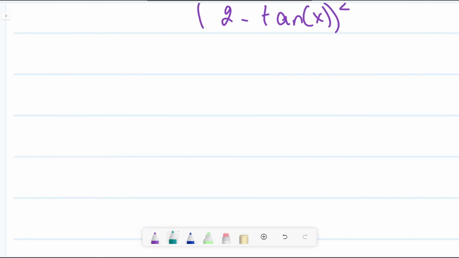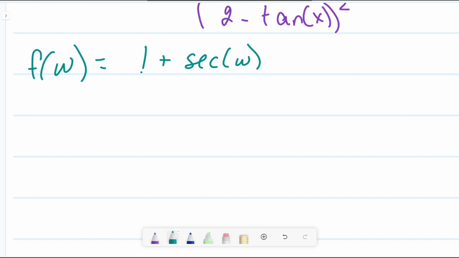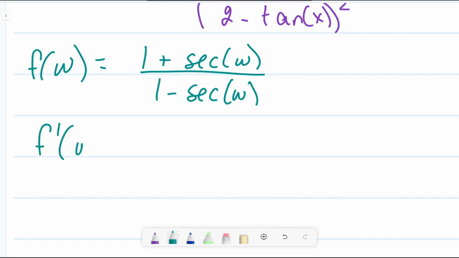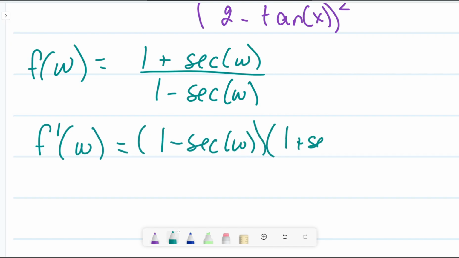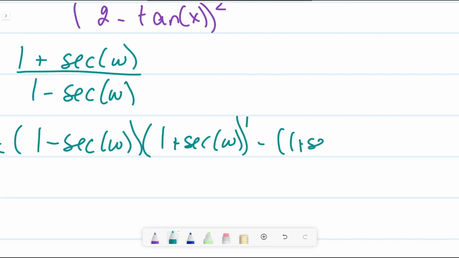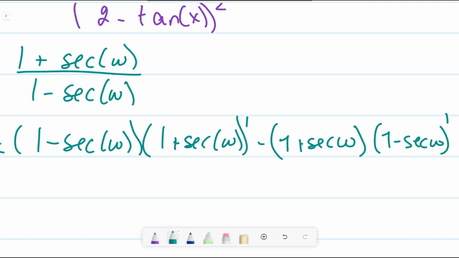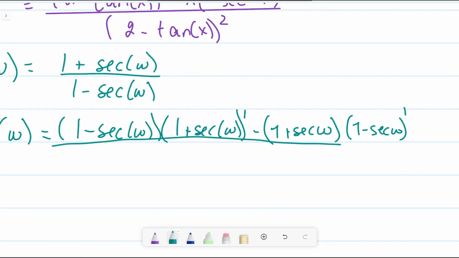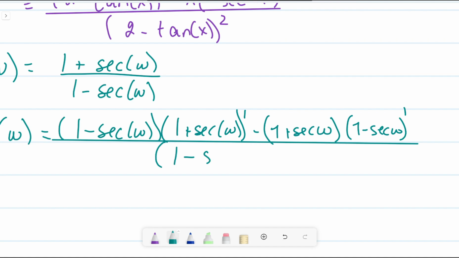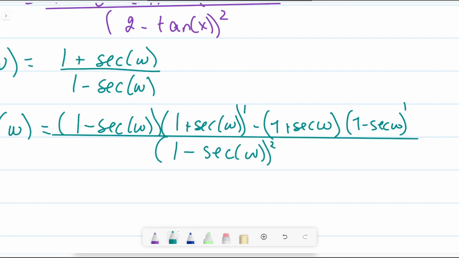Now let's move to another example. Let's say f of w equals 1 plus secant of w divided by 1 minus secant of w. Again, we will use the quotient rule because this is a fraction. So the denominator times the derivative of the numerator, minus the numerator times the derivative of the denominator, divided by the denominator squared.